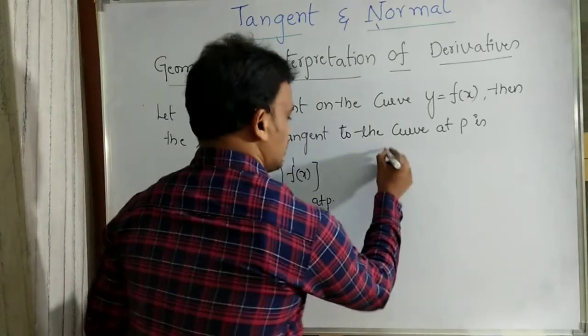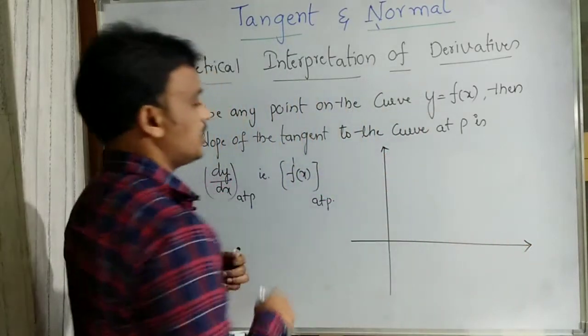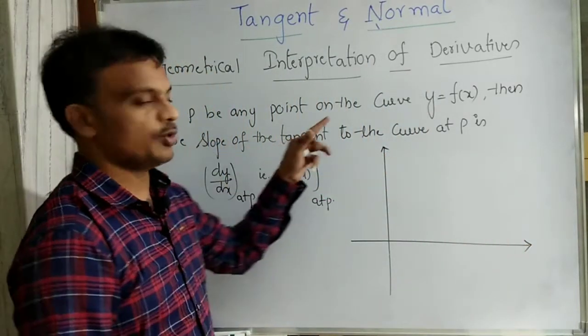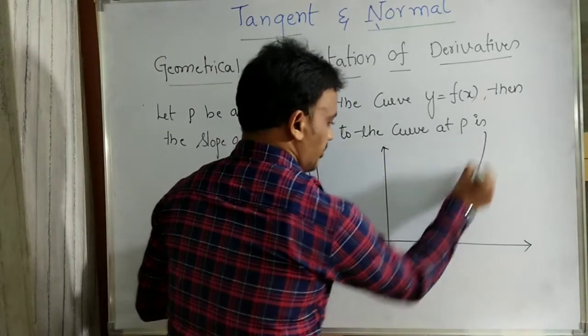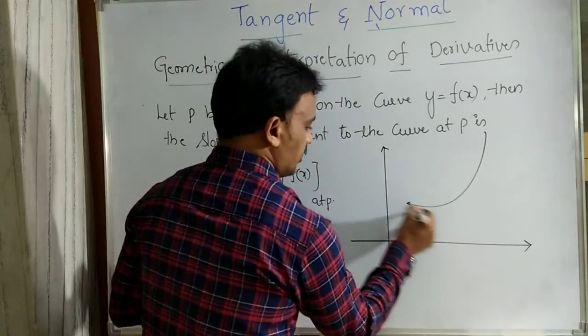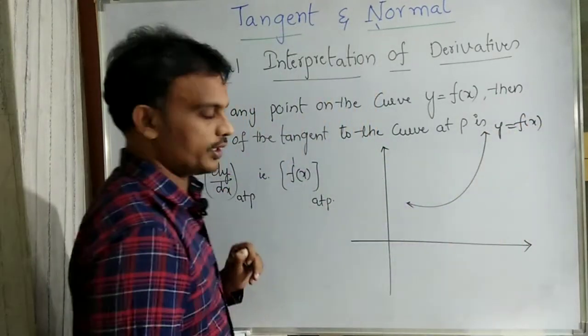So here I am going to define the geometrical interpretation of the derivative. I mean we are going to find the slope of a tangent at the particular point P. How is it? So let us see. I am going to take a curve. So this is y equals f of x.